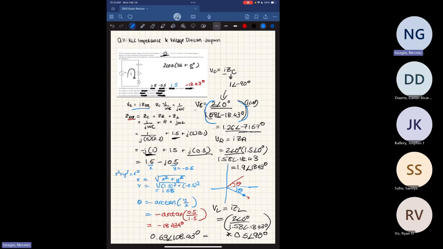In the past days, this question has shown up, especially since it tests both complex numbers and voltage division. So please practice it. I know it's a lot of messy math, but practice using the calculator you're going to use for the test.